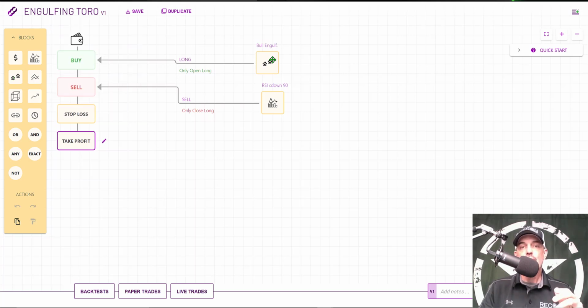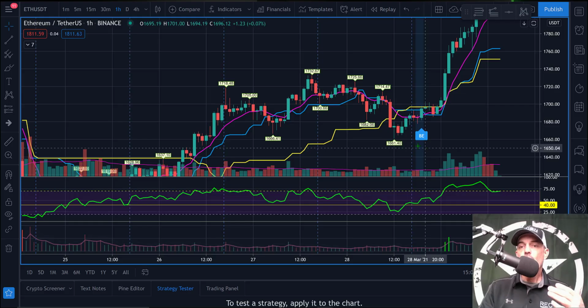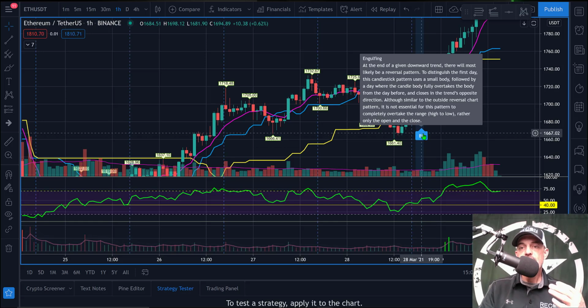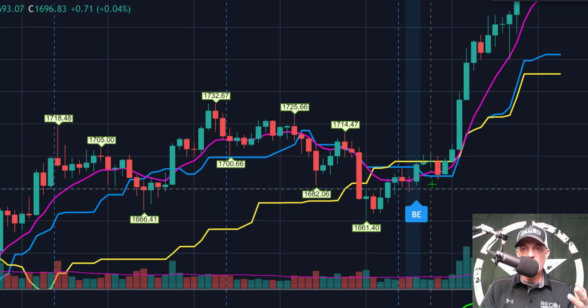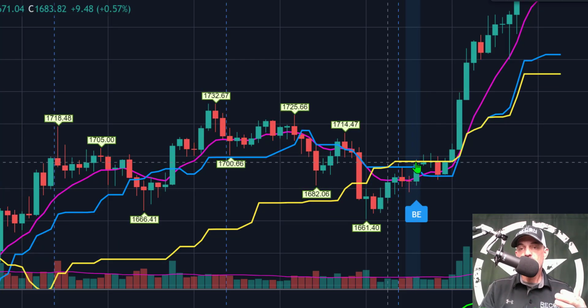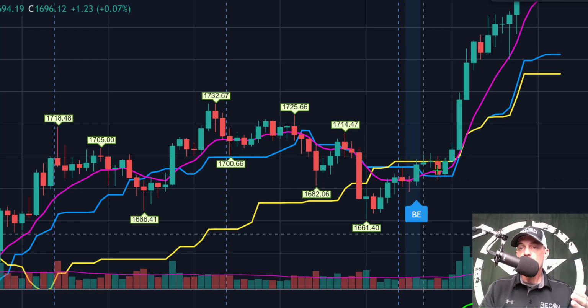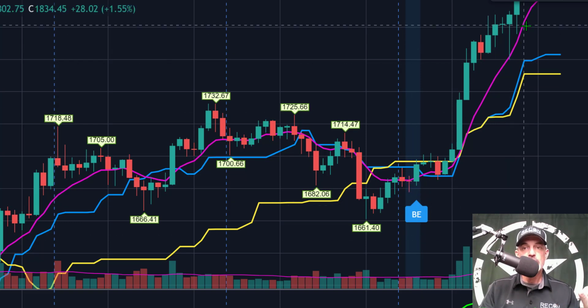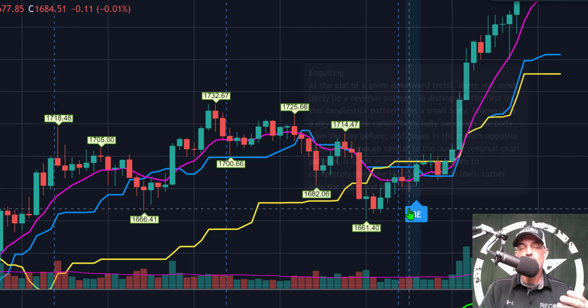And the actual pattern I'm looking for is an engulfing pattern. An engulfing candle pattern basically has a candle that engulfs the body of the previous candle. And in this case on ETH, this is actually the position that the bot currently holds open. And that's from this candle engulfing the previous candle. And I'm still in this position. I think it's up around 15% since the trigger was pulled back here on the actual engulfing candle.